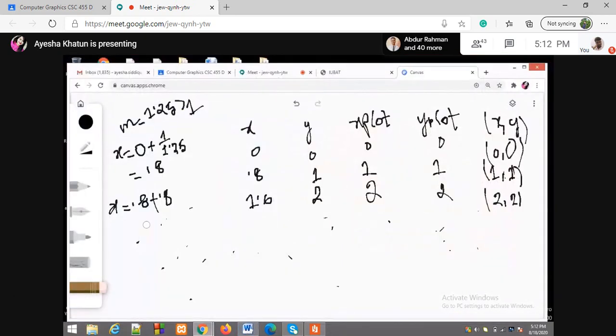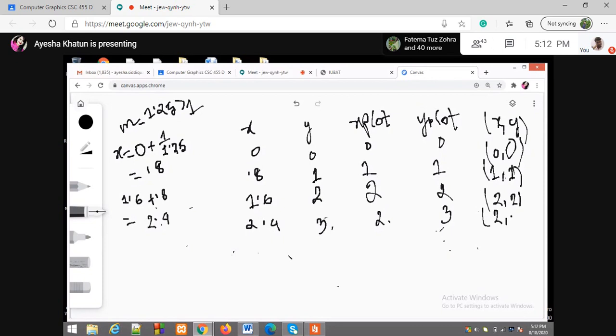So 1.6. So 1.6 plus 0.8. Then we get 2.4. Okay. So here we will have 2.4 and it will be incremented by 1, 3. So we will have 2 and 3. Here we will have 2 and 3.